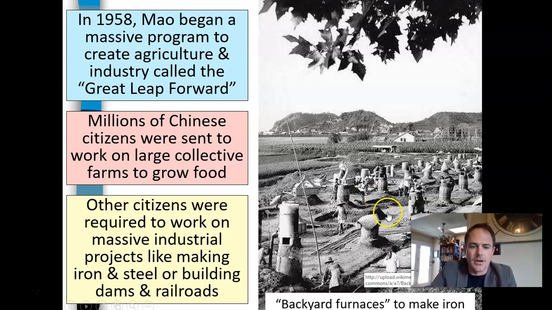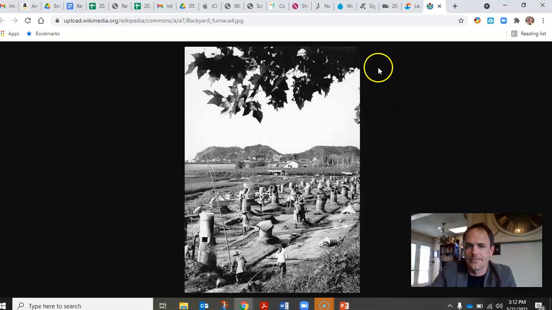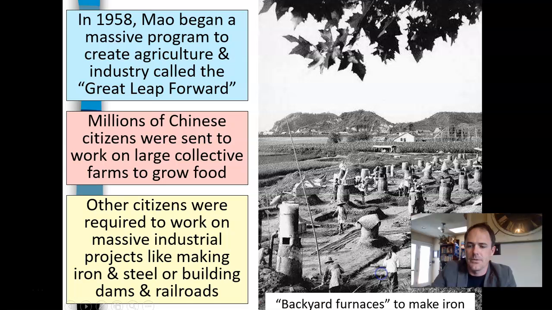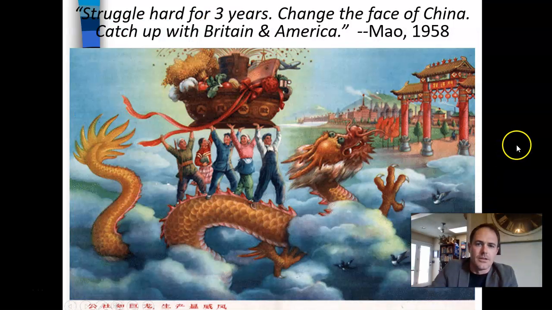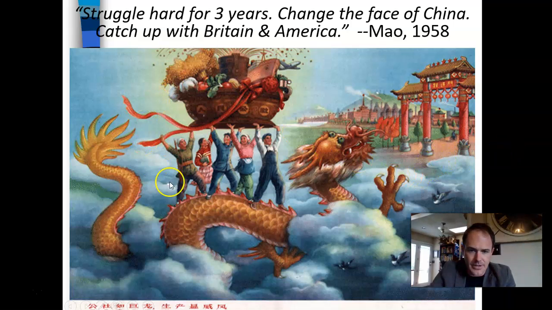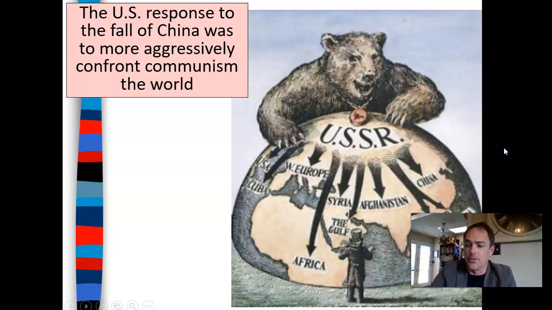And others were sent to work on industrial projects like making iron and steel or building dams and railroads. Oops, wrong button. Here we go. So, again, the goal: struggle hard for 3 years, change the face of China, catch up with Britain and America. And you see here a Chinese poster at the time emphasizing this.